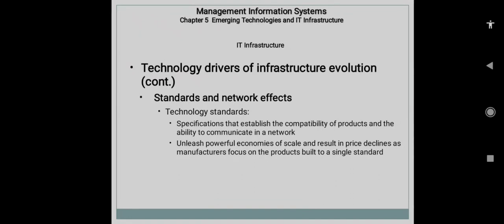Technology drivers of infrastructure evolution. Standards and network effects. Technology standards, specifications that establish the compatibility of products and the ability to communicate in a network, unleash powerful economies of scale and result in price declines as manufacturers focus on products built to a single standard.